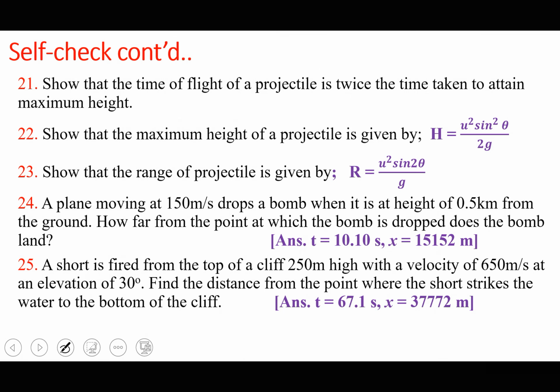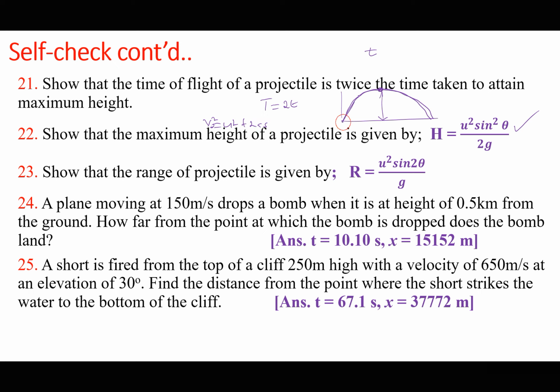And lastly, you can try to show that the time of flight of a projectile is twice the time to attain maximum height. If the time to attain maximum height is small t, show that the time for the whole journey is equal to twice t. Then show that the maximum height h is equal to that, just using v squared equals u squared plus 2as.